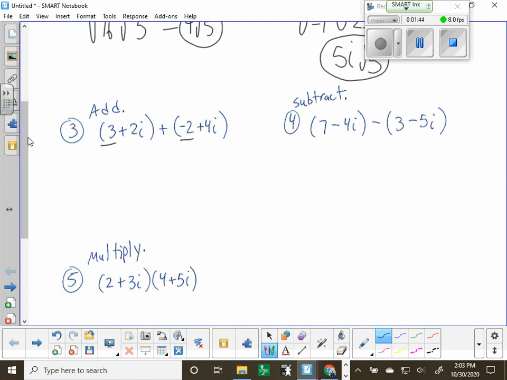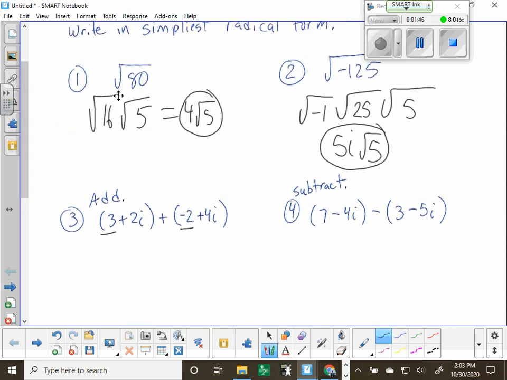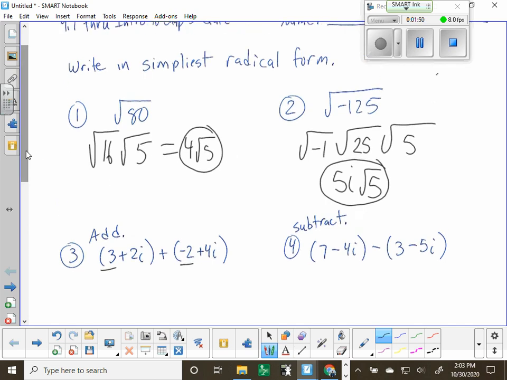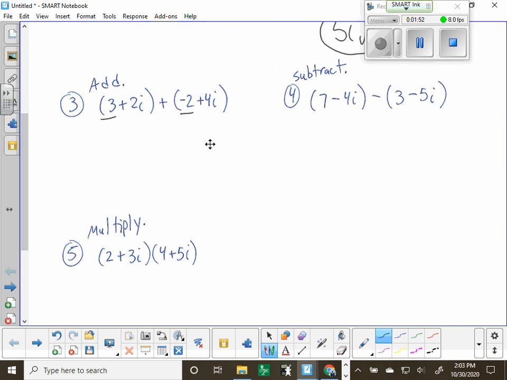So you could do the same thing with these ones up here. So you have the square root of 80, and then you could figure out how to write it in simplest radical form. Okay, so here's this one. Pause the video if you'd like, and then write it down and try it, and then see if you get it right. So this will get your feedback with this.